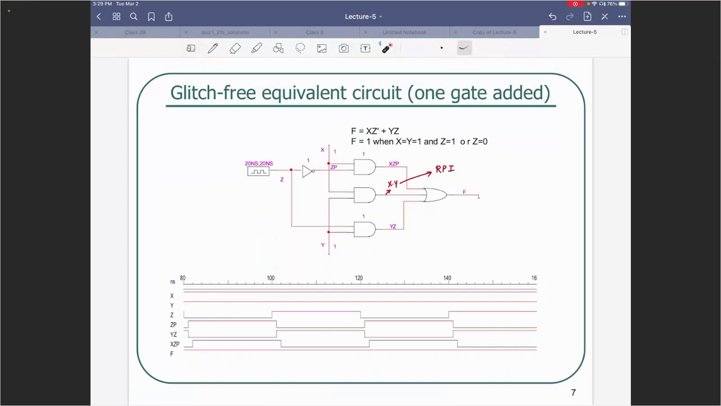And once you do that, you have X, you have Y, you have Z. Z is changing the same way as before. Z prime is changing the same way as before. You have Y and Z, X and Z prime. All of these are exactly the way they were before. However, because of this X and Y term, F is going to be always 1. No more accidental zeros. So we have fixed it, right? So we have detected a static 1 hazard. And by looking at a KMap and adding the RPI term, we have fixed the static 1 hazard.